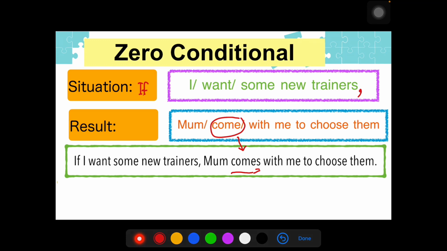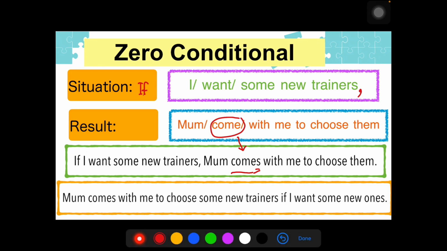Or write it the other way. Mom comes with me to choose some new trainers if I want some new ones. No comma. This one means trainers.